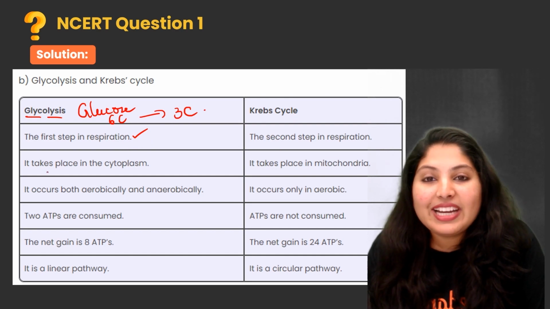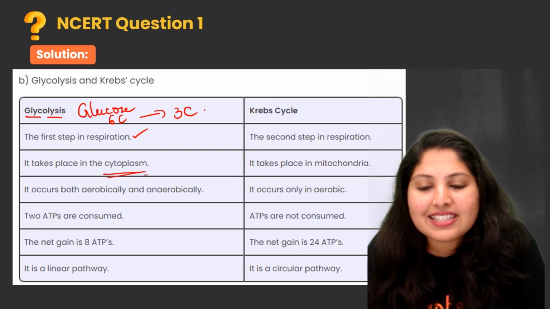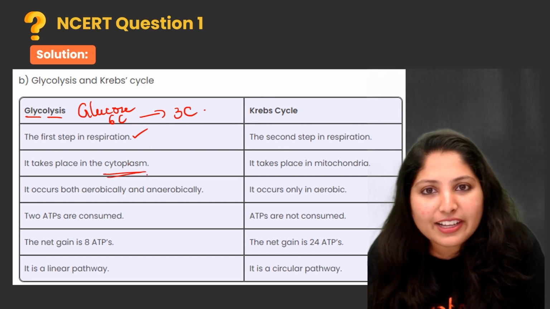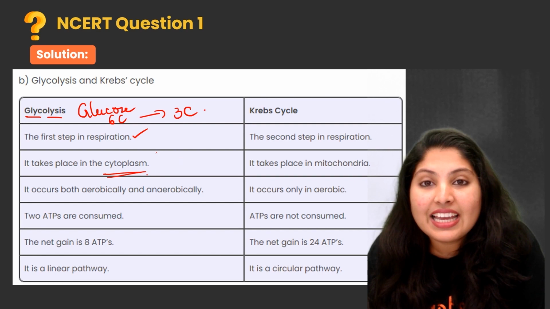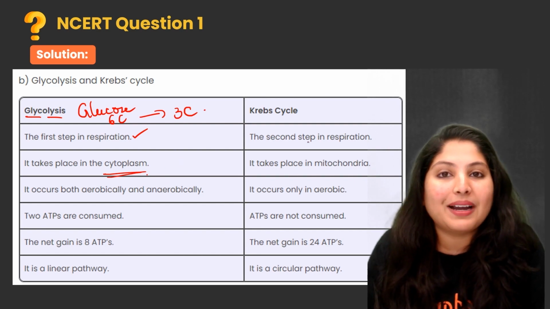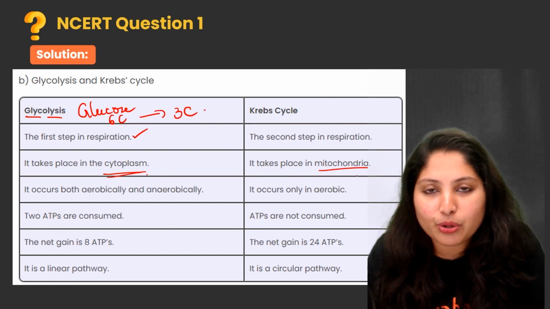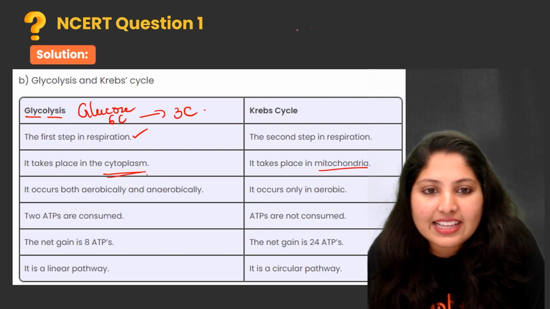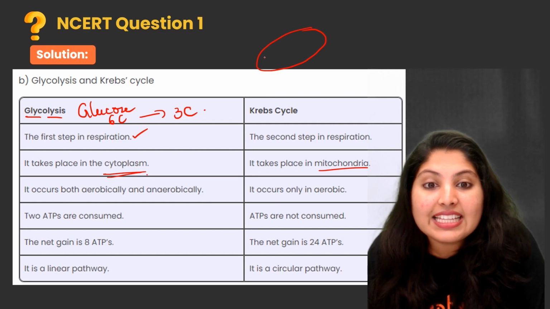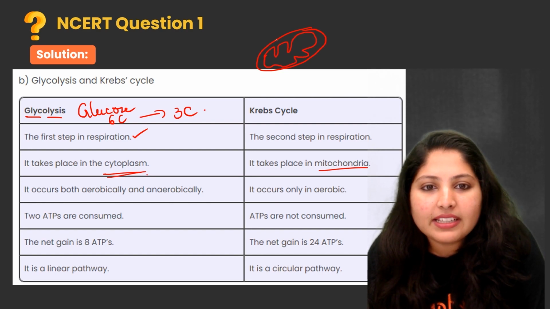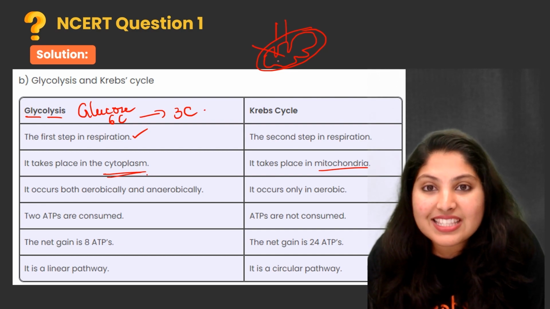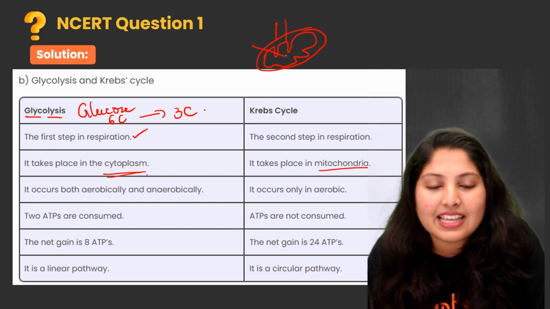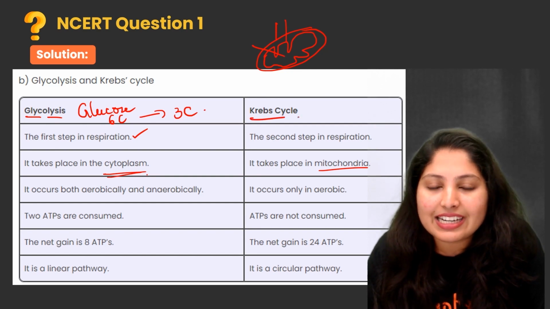Glycolysis occurs in the cytoplasm of the cell, but Krebs cycle occurs in the mitochondria, in the matrix of the mitochondria. Where exactly is the matrix present? Inside the inner membrane, right? This is the outer membrane, this is the inner membrane. Inside the inner membrane, the matrix is present. In this matrix, we can see the Krebs cycle.